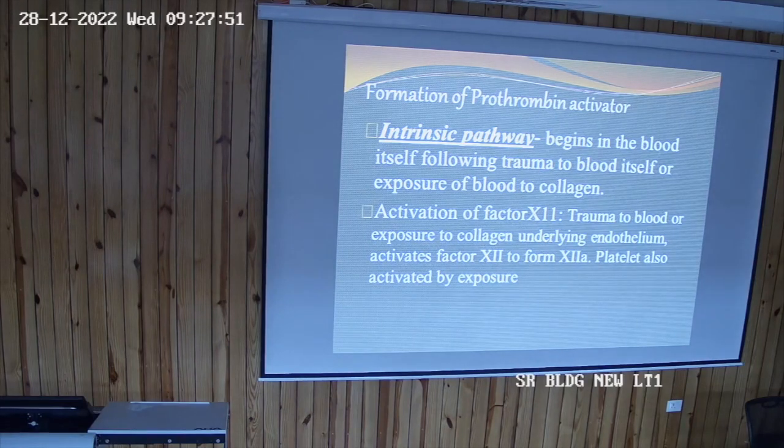The intrinsic pathway begins in the blood itself, following trauma to the blood or exposure of the blood to collagen.